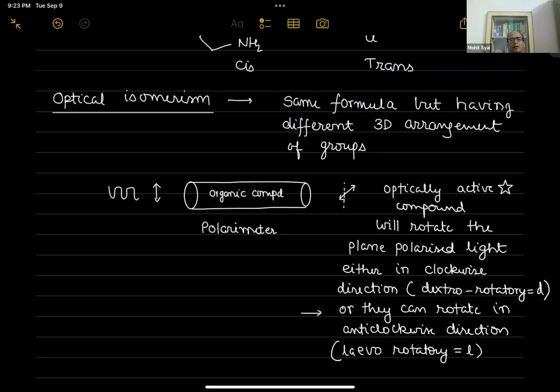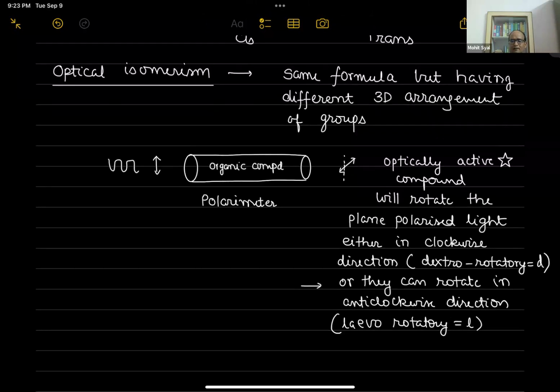Okay. So optical isomers have the same formula but different 3D arrangement, and they show different optical rotations when checked through a polarimeter. Is the definition clear to everyone? Marwa, yes. Jasleen, tell me, very, very important. The same thing is going to be applicable in your organic chemistry also.